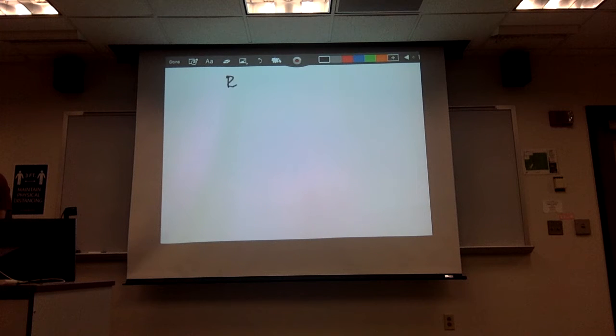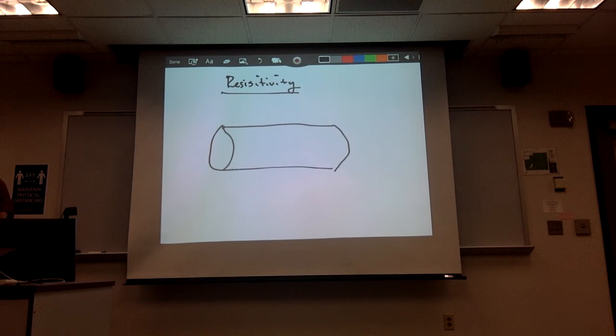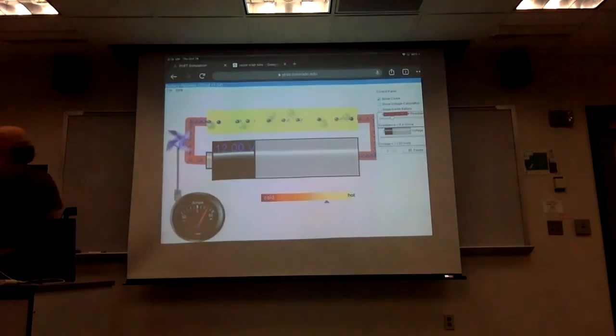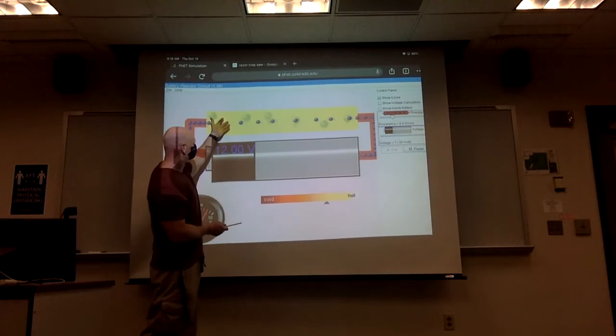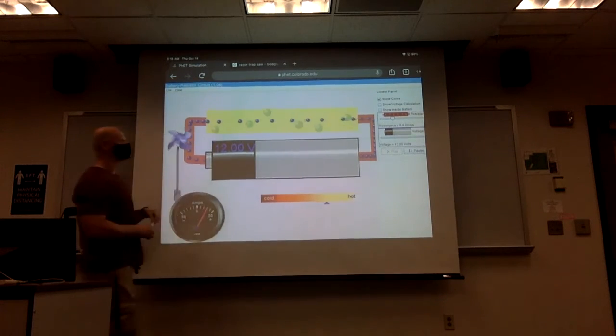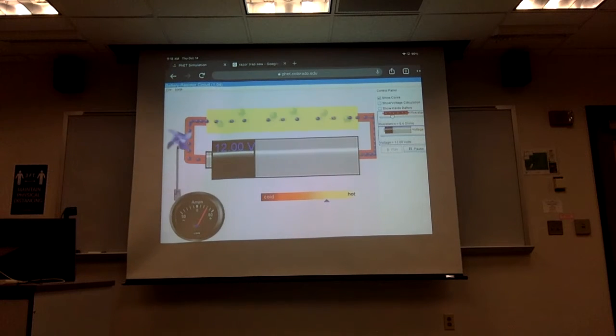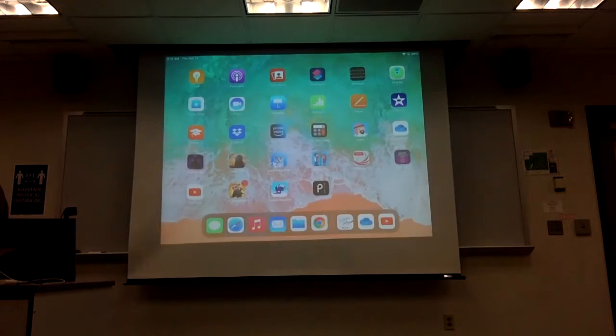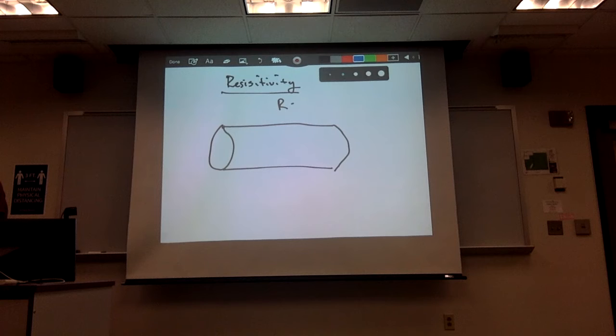So let's talk about what's known as resistivity. We talked about resistivity in lab, but let's talk about it again. Our mental picture that we're going to be working with is that here is my resistor. But again, going back to this picture, inside of my resistor, I actually have atoms, and I'm going to try to accelerate these charged particles through these atoms. So here are my atoms.